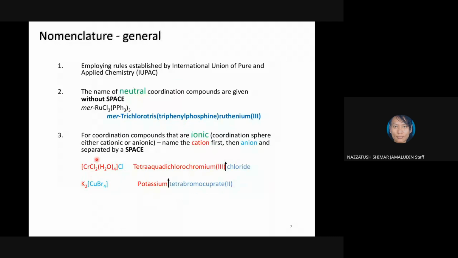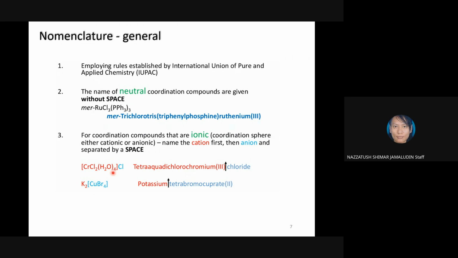Okay. So how many chlorine? 2. So dichloro. All right. How many water? 4. Tetra water. No, we don't say tetra water. In coordination compound, water as a ligand is named as aqua. We don't call it tetra water. Okay. So how many chlorine? 2. So dichloro and tetra aqua.